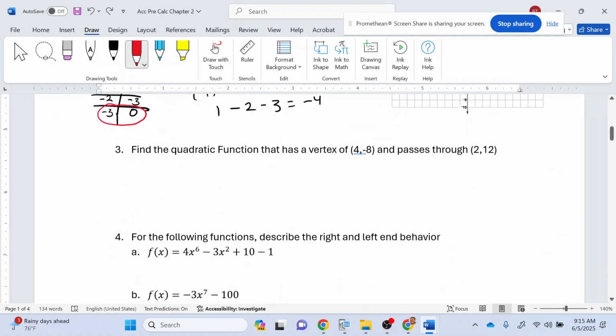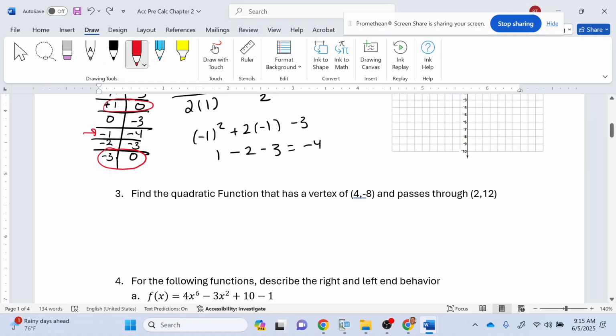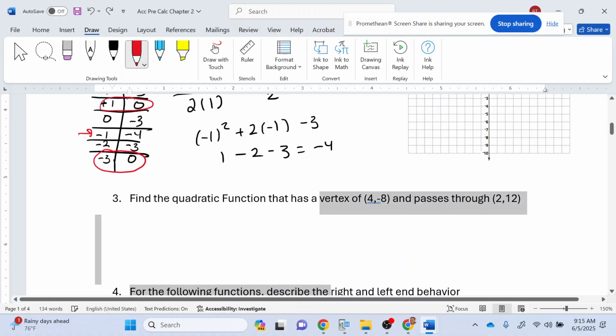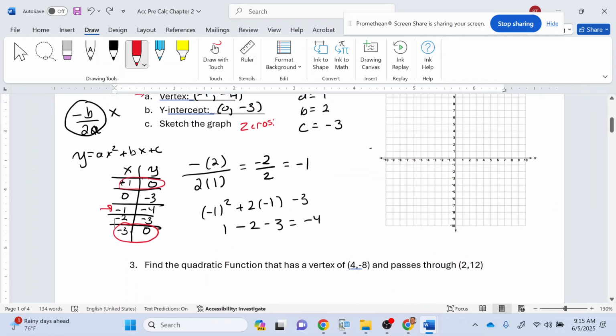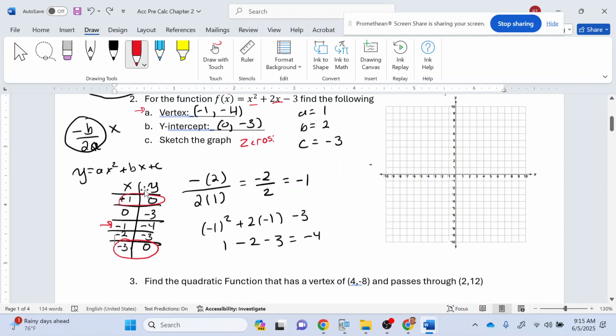All right. So graphing, you just take the points from your table. I have it here, but we just got it from the calculator. Positive 1 comma 0, 0 comma negative 3, negative 1 comma negative 4, negative 2 comma negative 3, negative 3 comma 0. Make your parabola like that, and just make your U shape.